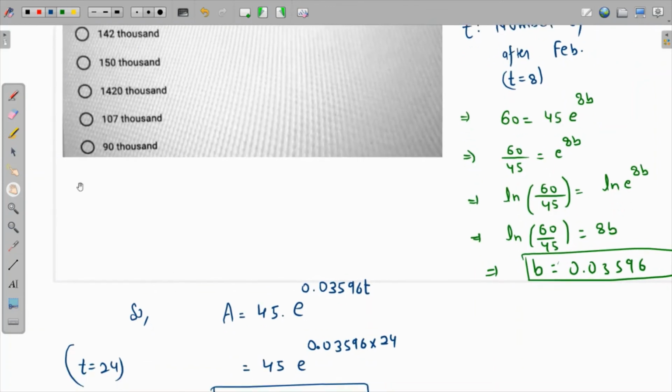So let's see in the options. Yes, we have an option D which says 107,000.